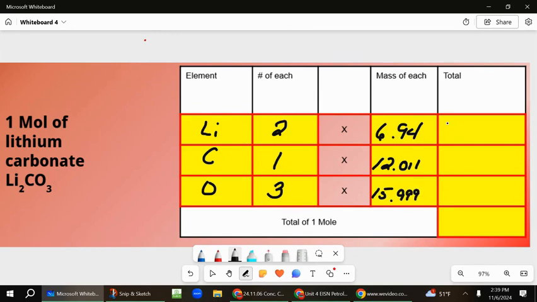So when we take 6.94 times 1, ladies and gentlemen, we end up with 13.88. Let me fix that. When we take 12.011 times 1, we end up with 12.011.